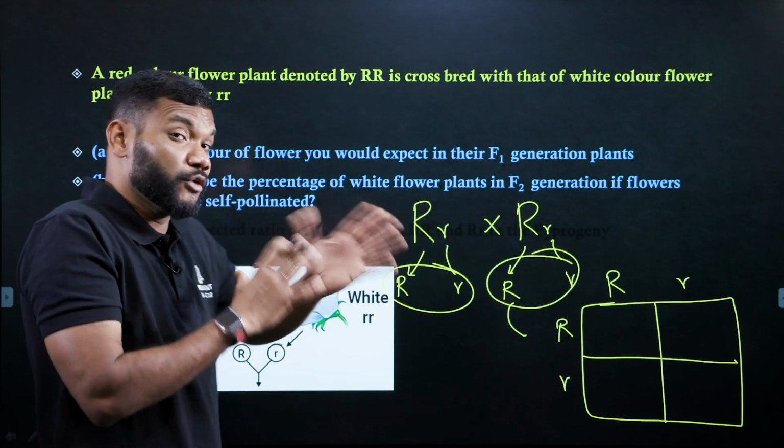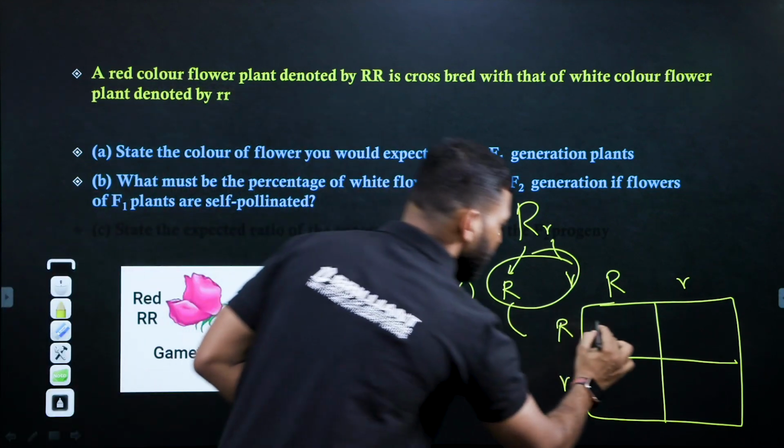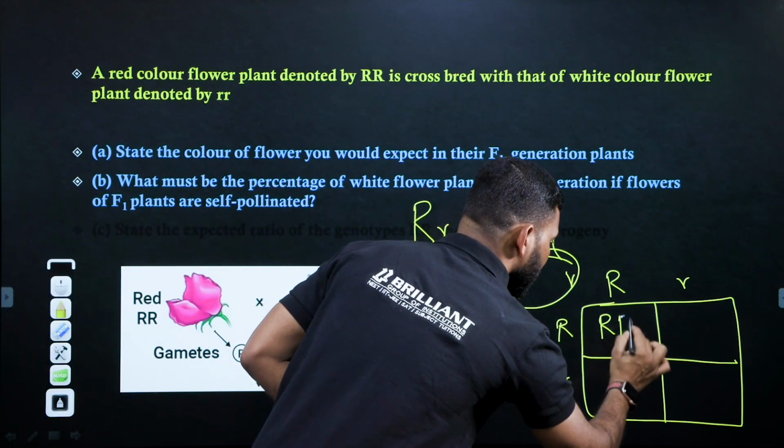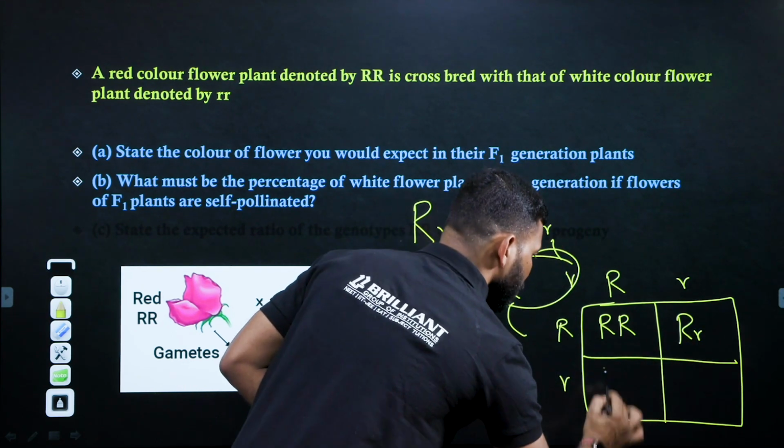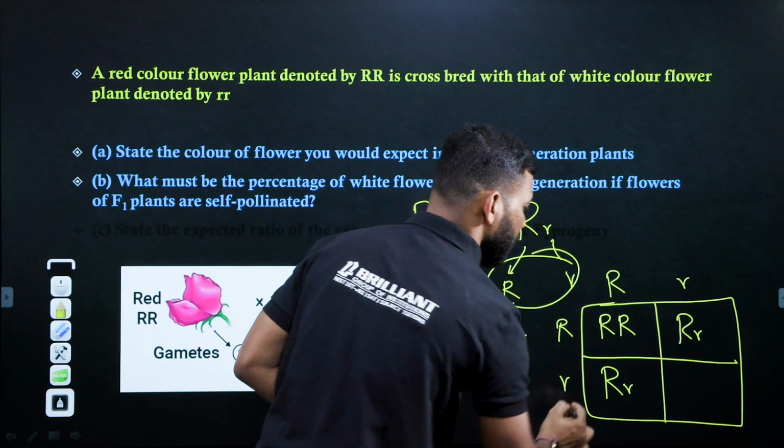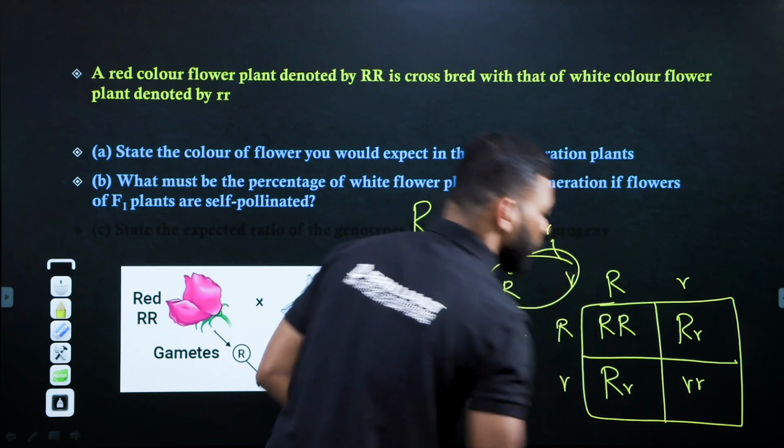Now what do you get? We need to mix the alleles, right? Here you will be getting capital R, capital R. Here you will be getting capital R, small r. Here you will be getting capital R, small r. Here you will be getting small r, small r.